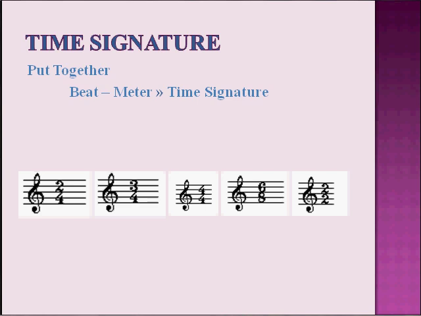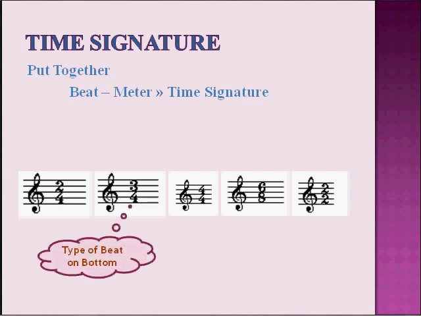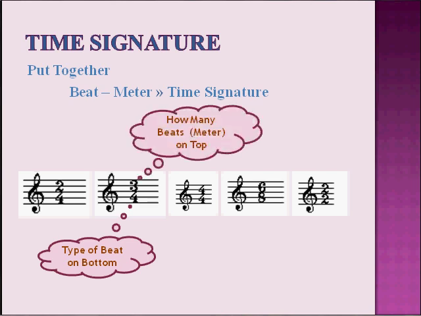So what do these numbers mean? Well, the bottom one is the type of beat. In this case, the 4 would represent a quarter note. So we would say that every measure has quarter notes in it. And that would be the basic beat that you would handle, the quarter note.